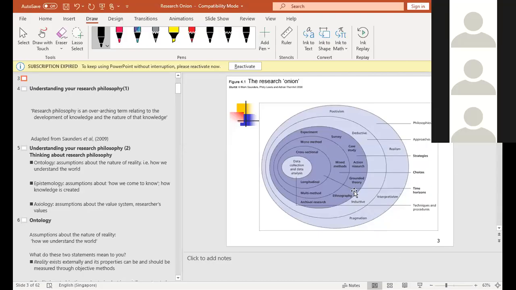In our research onion, you can see the next layer, sorry, the next part of that layer is survey research. Can you see? Okay, right? So it's survey research. Can you see the onion diagram? Do you see the onion diagram? Yes, madam. You can see here, there is survey research next.